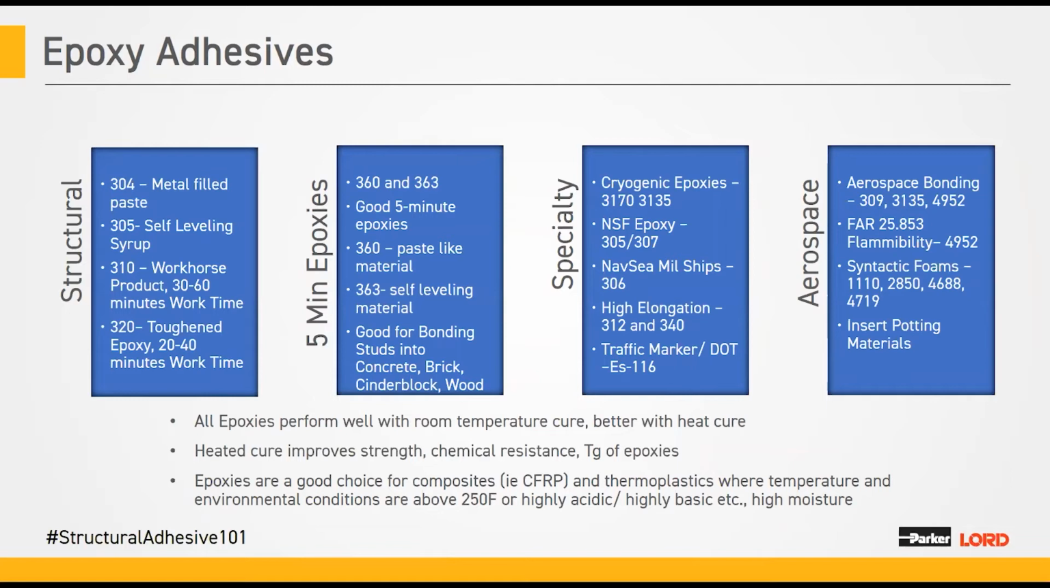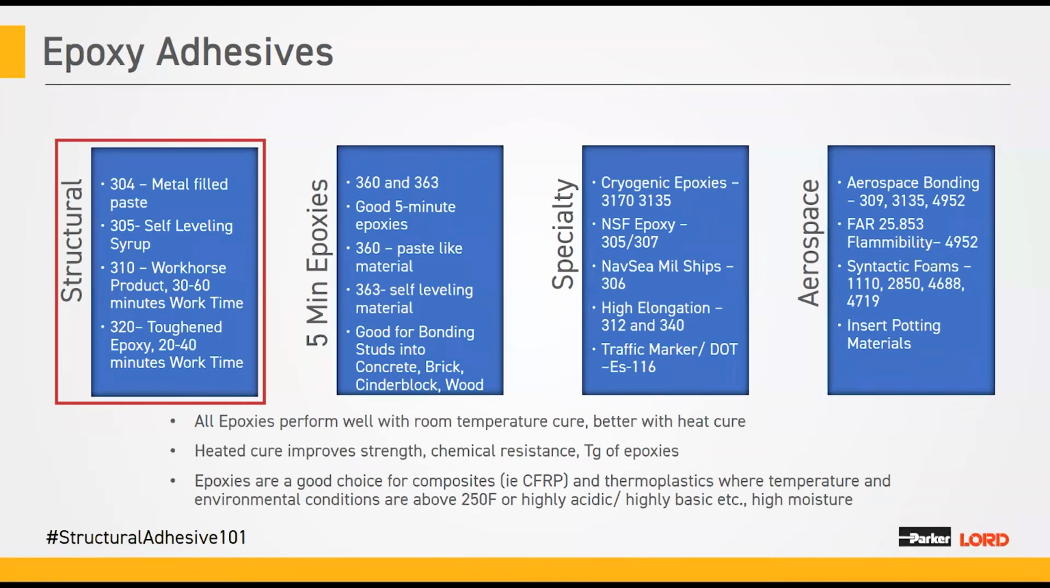For the epoxy adhesives, we don't necessarily have a family of go-to products. There's just a lot of different products in this category, and so I'll just briefly touch base on them. We have a metal-filled paste with the 304, good for MRO operations, etc. A syrupy type product for general composite bonding and foam bonding for the 305. The 310 and the 320 are probably the closest we have to workhorse products.